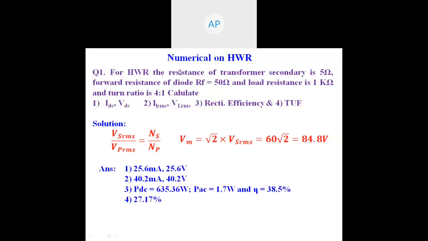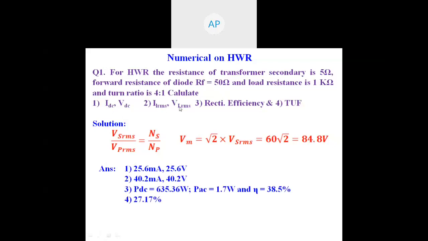They have given the transformer secondary resistance as 5 ohm, RF as 50, and load resistance as 1000. So you will have 1055 as the total resistance offered by that branch. Vm should be divided by this value, so you need to find Im. Once you have Im, you will get the IDC. So IDC you will have 26.6 milliampere and 26.6 volt as the voltage. So guys, you need to find these values.